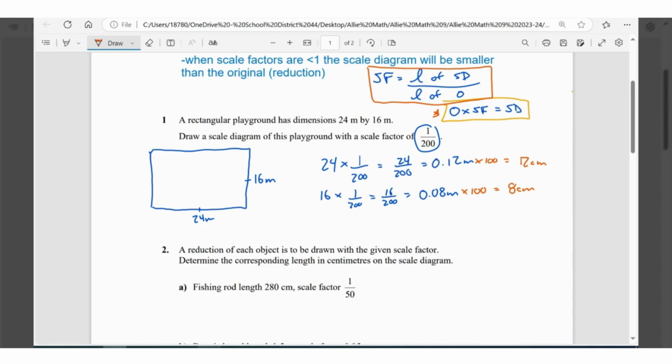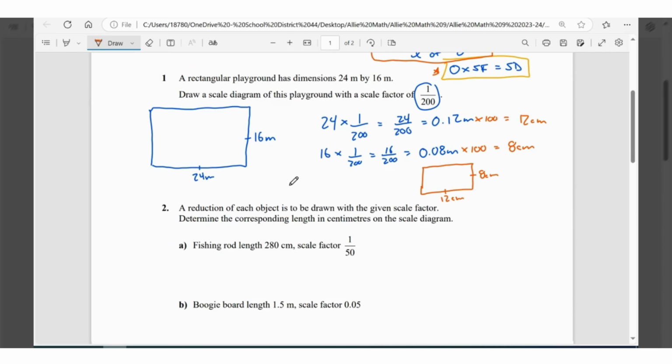And now our scale diagram is going to look something like this. So 12 centimeters, that was our original length, and then this 8 centimeters, now our side. So there you go. One was in meters, one was in centimeters. You can see that it is now 1/200th of the size. So let's do the next one.